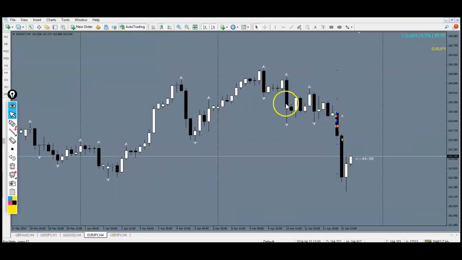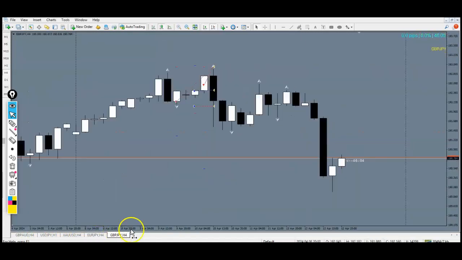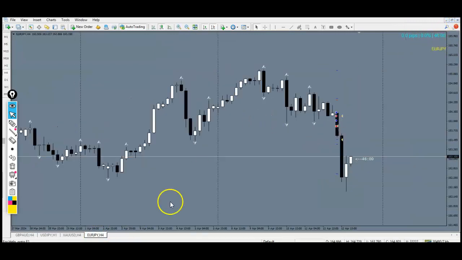So let's go back to euro. So we'll remove this pound yen. We'll remove it so that we won't get confused with it. So on euro yen, I did not take any other trade until today.